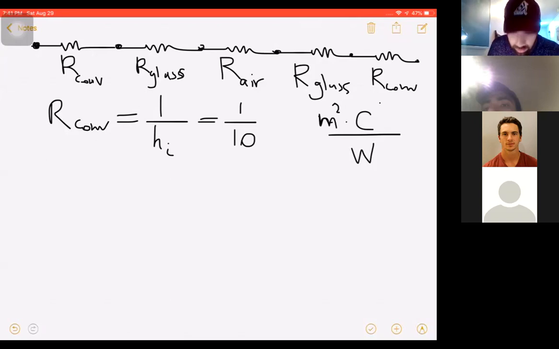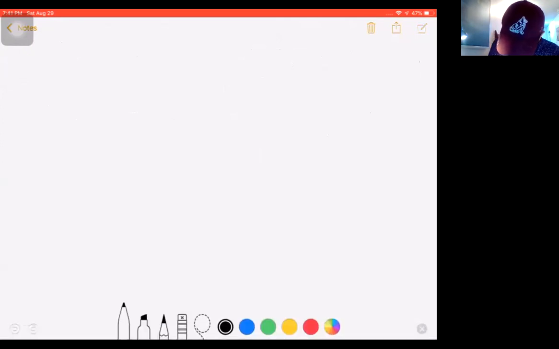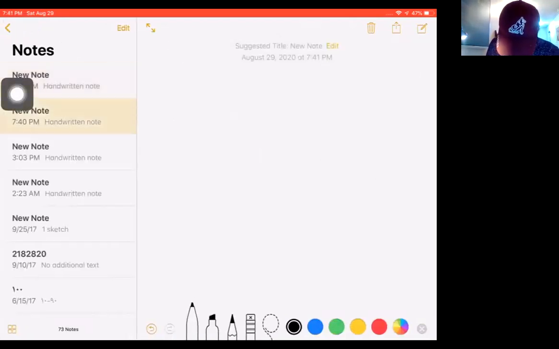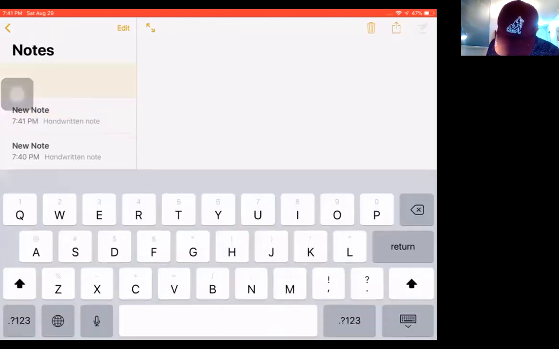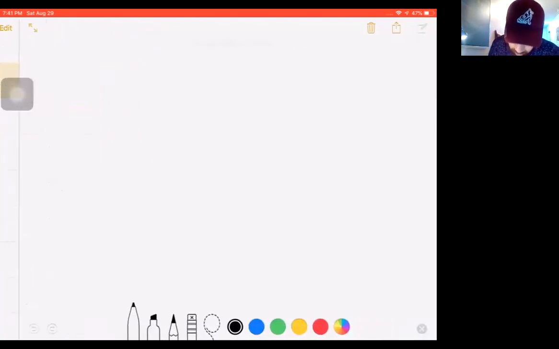For the glass layer, you have R of glass as oops, sorry, what happened? Everything seems like it has gone out.